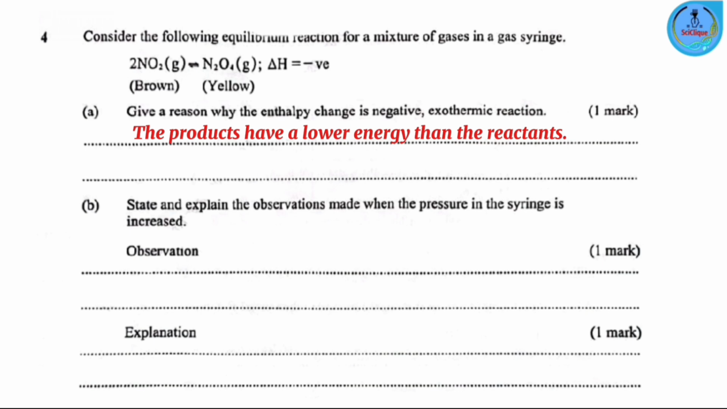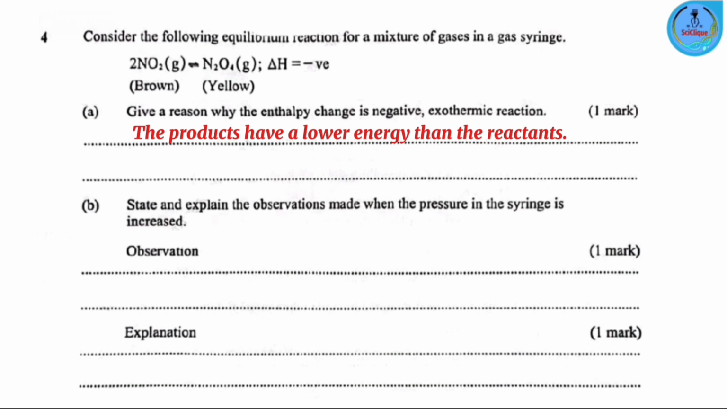Okay. Now, I want to draw your attention to the colors. Yes, the colors of the two gases. So when it comes to nitrogen dioxide, this is a reddish brown gas. But dinitrogen tetraoxide is pale yellow in color.